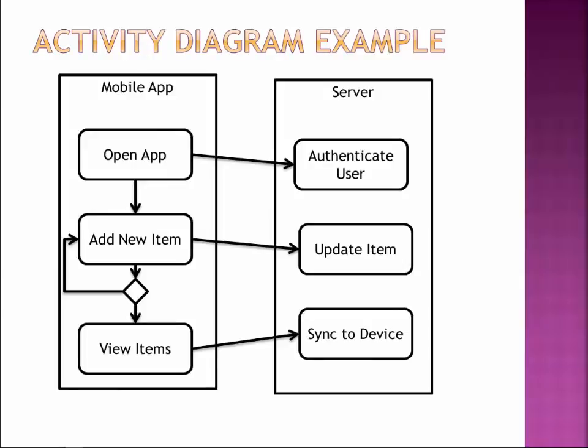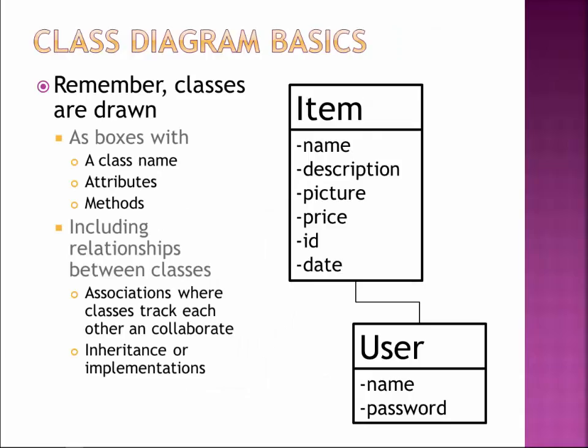The activity diagram says, okay, I open the app, and then I get authenticated, then I go add a new item, and then it goes to the update. You can see the flow, the sequence of events that's happening inside of here. It's another view of the system. This corresponds pretty directly to the functional decomposition, but within the context of object orientation.